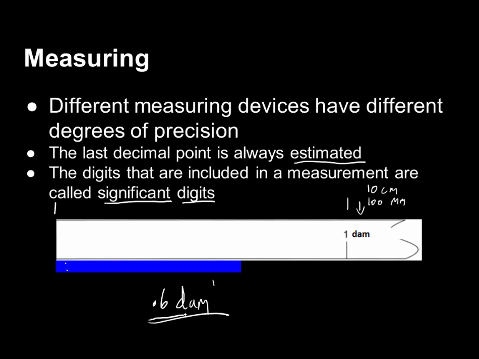So this is a significant digit, but I can only go to this one decimal place because I don't have enough other divisions on my measuring instrument. I couldn't say if it's 0.55 or if it's 0.65. Those don't make sense. Those are guessing. Okay, this is a good estimate. It's 0.6. It's more than half. I think it's less than 0.7. I'm going to go with 0.6 decameters.